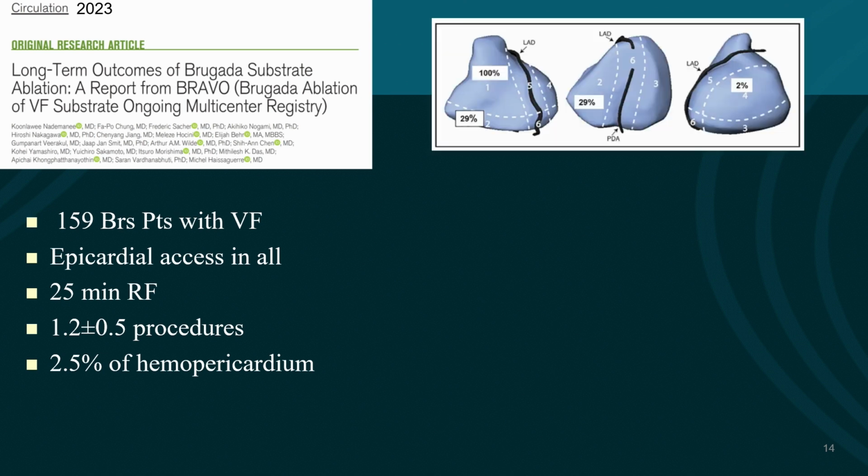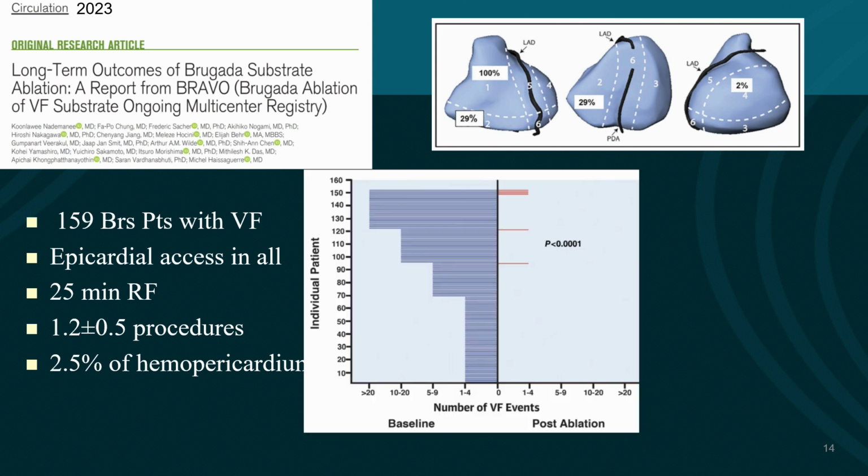This is never 100% safe. In this paper, in this cohort, 29% had inferior wall involvement, which is more than what we have in Bordeaux. Maybe it's more frequent in Thailand. But a very good outcome as demonstrated here.